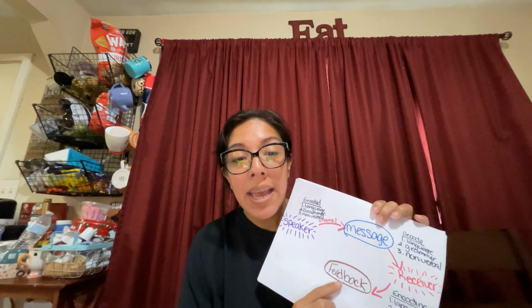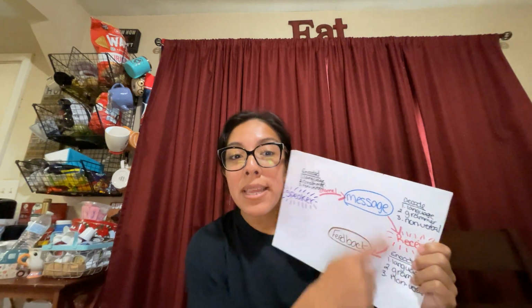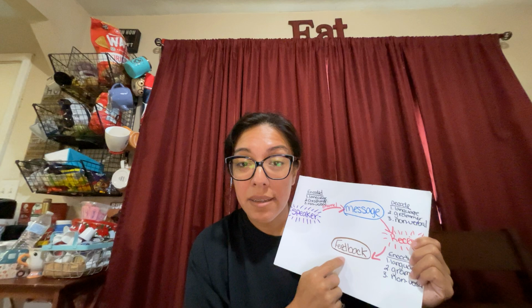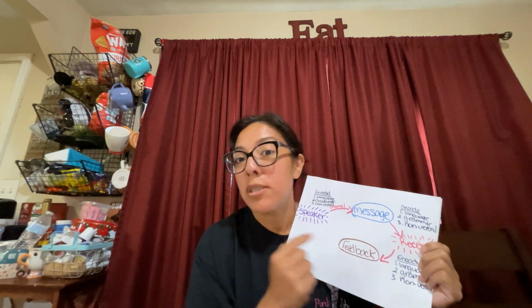So after the receiver decodes your message, they are going to respond with feedback. With feedback, they process everything that was said in the message, the email, the iMessage, or how it was spoken to you. They're going to give you feedback, interpreting how they took the message and how they responded to it. So feedback is how they respond to the message.